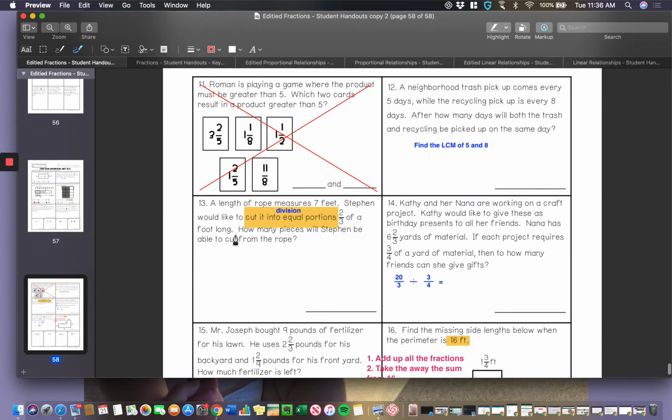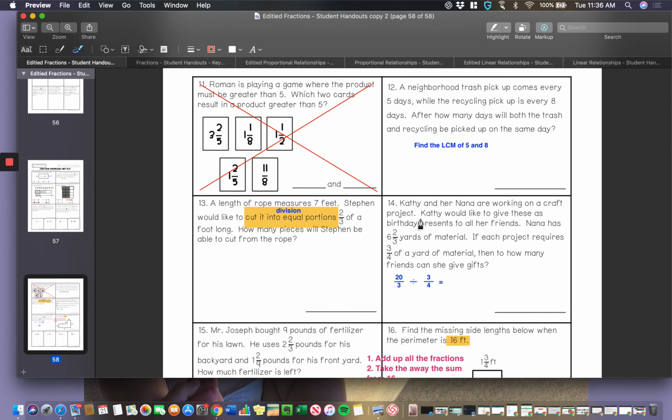Number 13, the length of a rope measures 7 feet. Stephen would like to cut it into equal portions, which means division, of 2/3 of a foot long. How many pieces will Stephen be able to cut the rope? So I take the 7 feet, I'm going to cut it or split it or divide it by 2/3.